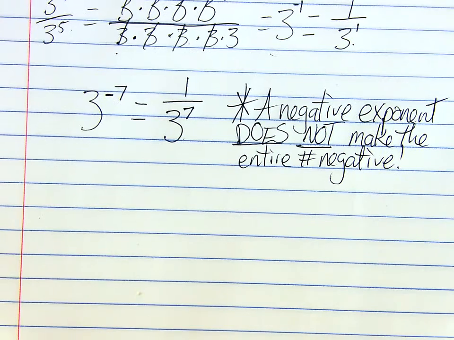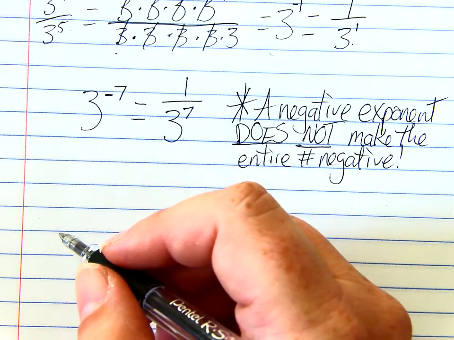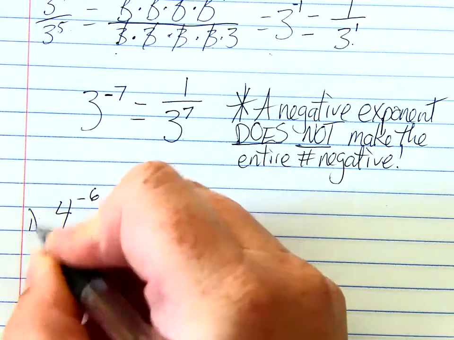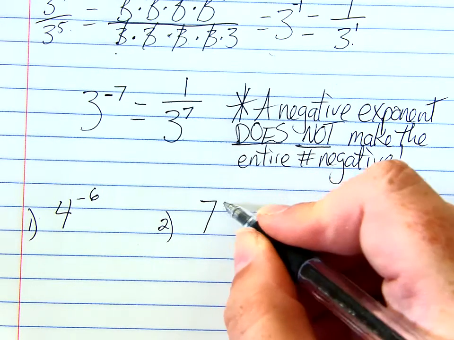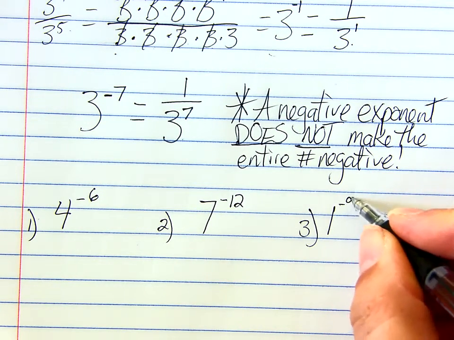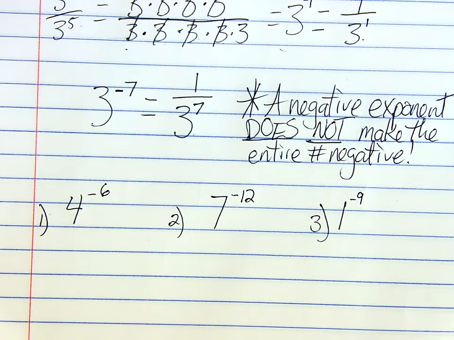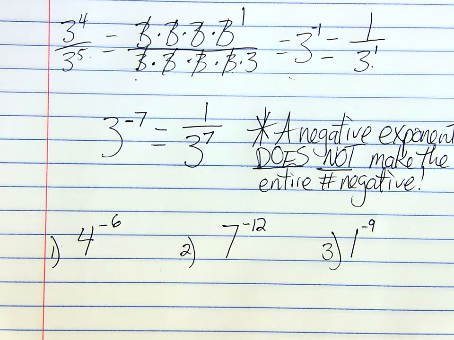Okay, let's try just a couple here. What if I want you to rewrite these without negative exponents. So how would you write 4 to the negative 6th? Let's try 7 to the negative 12th. And 1 to the negative 9th. Rewrite these three so that they don't have negative exponents. If you want to use what I have right above it as a model, that's fine, but I want you guys to understand why the model works.